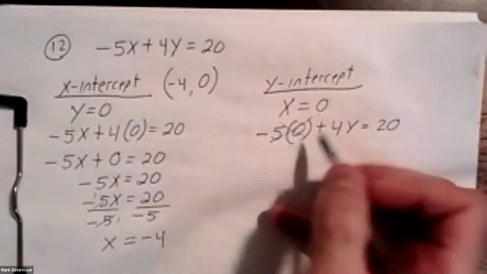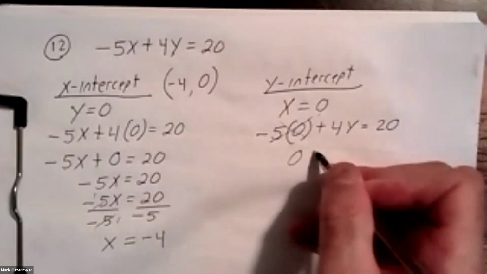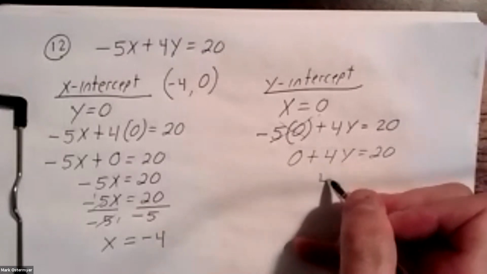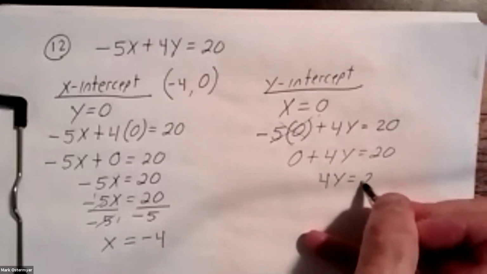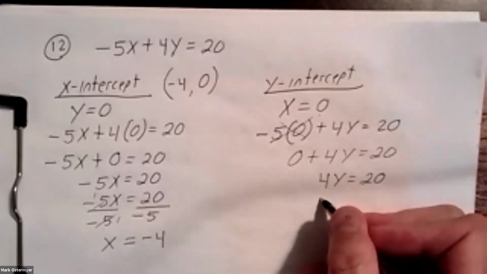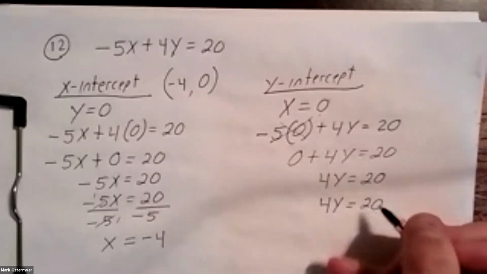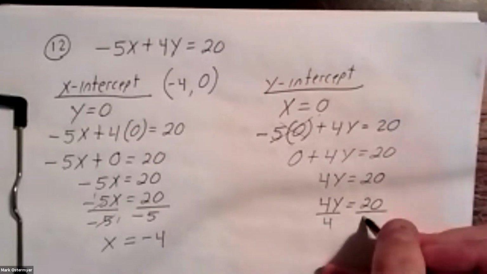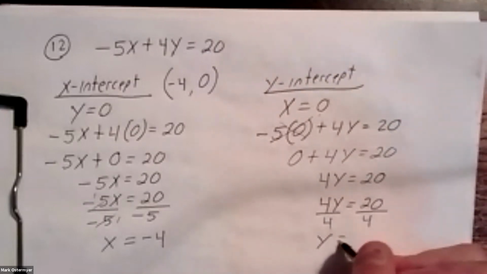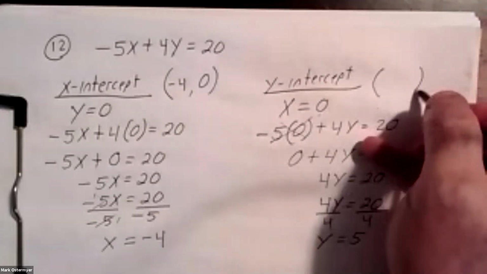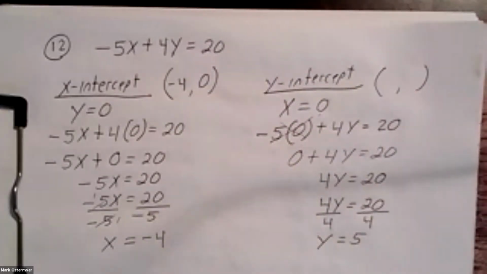Five times 0 is 0. 0 plus 4y is just 4y. Now to solve for y, what do we do? Divide both sides by 4. Hence we get y is equal to what? +5. So as an ordered pair, what is my y-intercept? 0, 5.